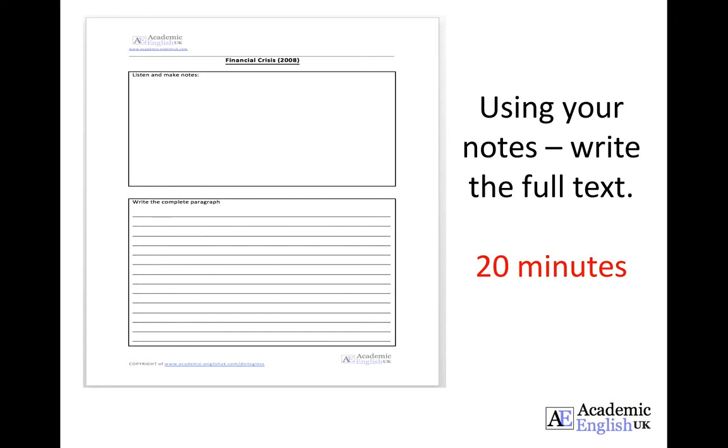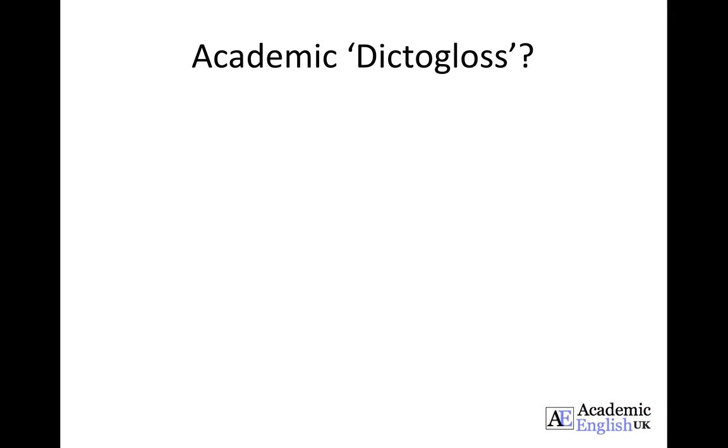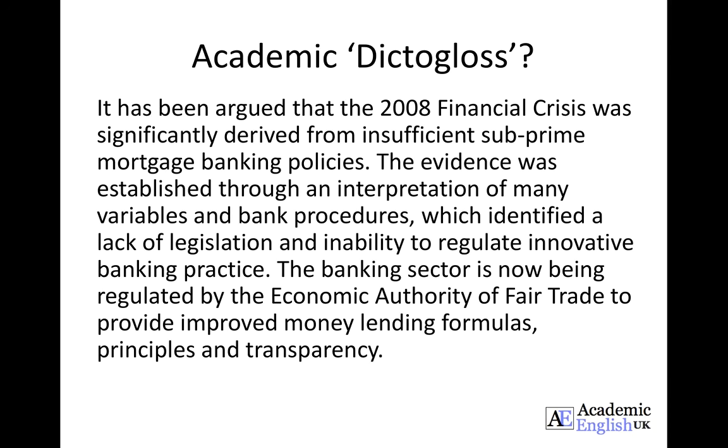So using your notes, write the full text. You have 20 minutes. So can you pause this slide and time yourself for 20 minutes. Of course, you can listen to the text again if you want to, and again just to add to your notes. After 20 minutes, I then provide you with the dictogloss. And here it is. So again, pause this slide, read and check compared to your writing.